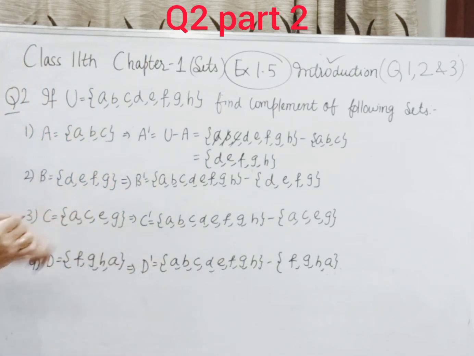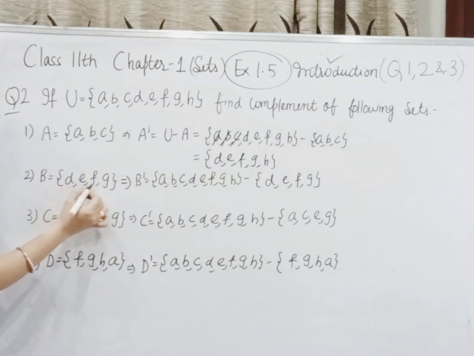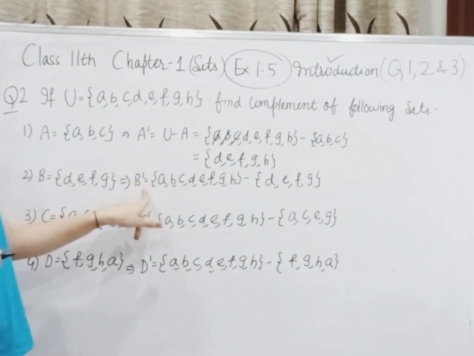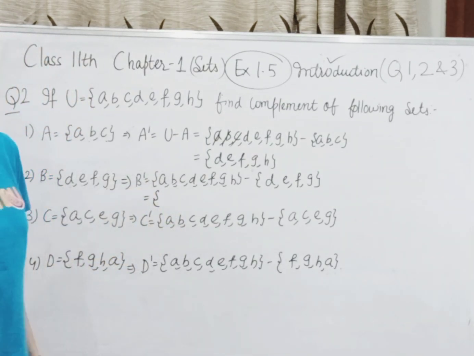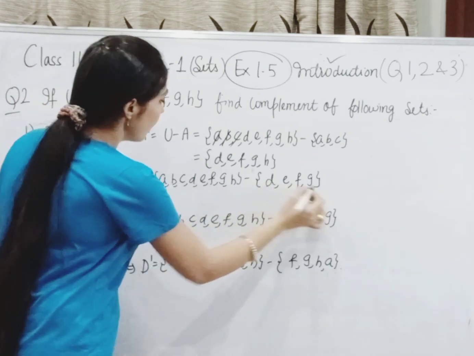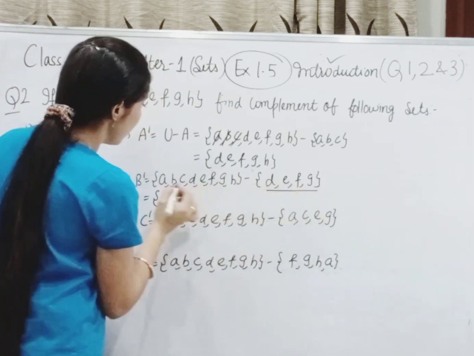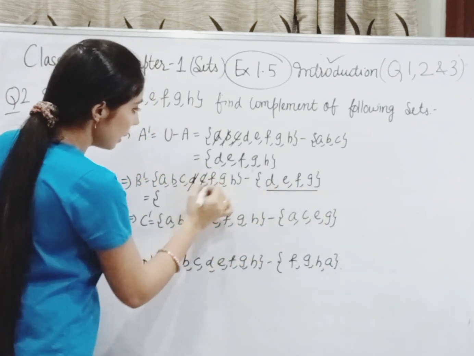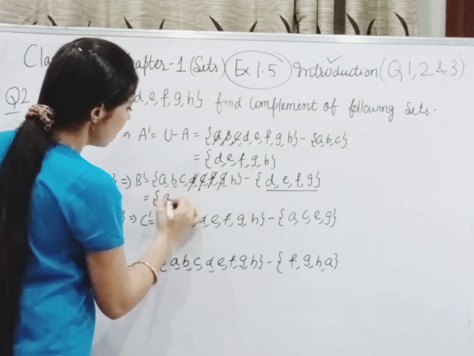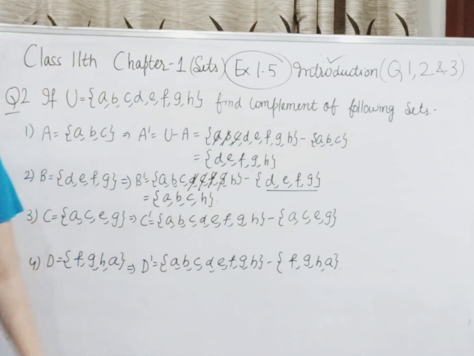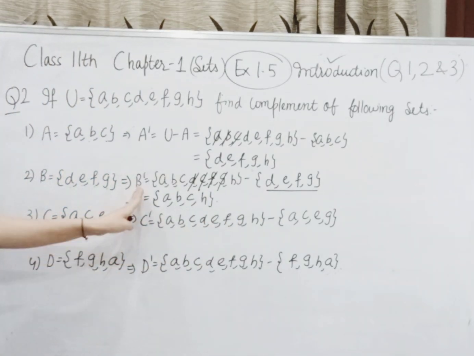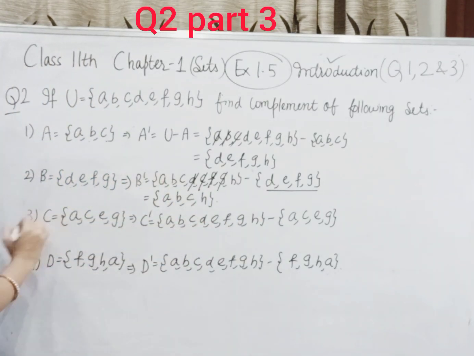Okay. What about set B? B is equal to {d, e, f, g}. We have to find the complement. So it will contain those elements of the universal set which are not in B. We will discard the elements of B. d, e, f, g will be discarded. So a, b, c, h will be the complement of set B.